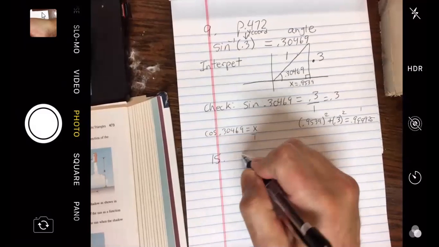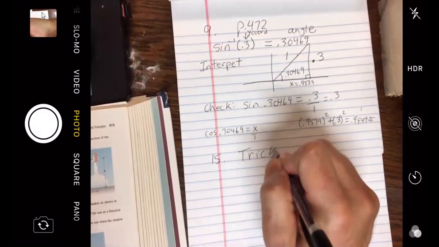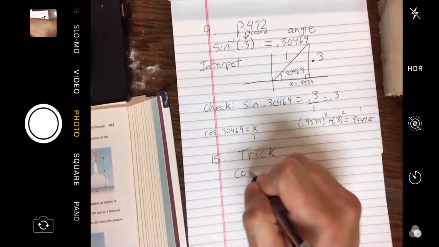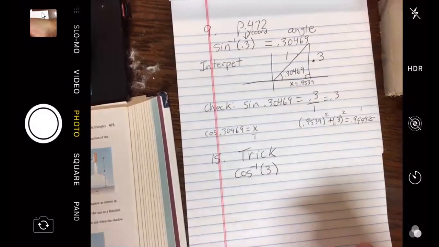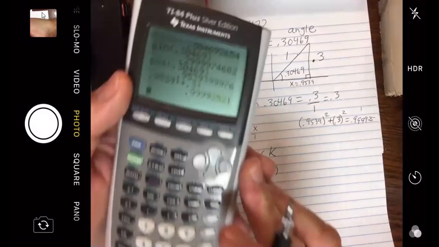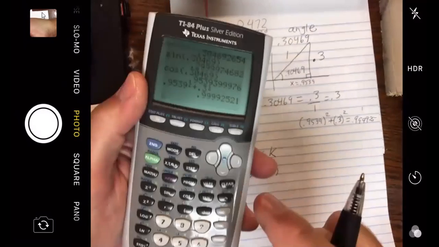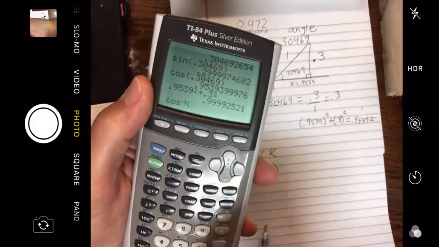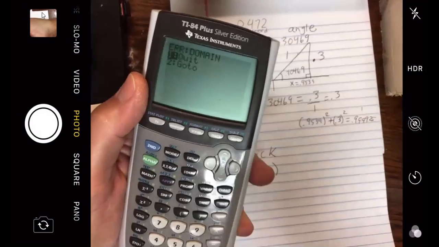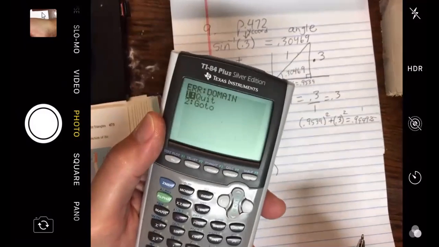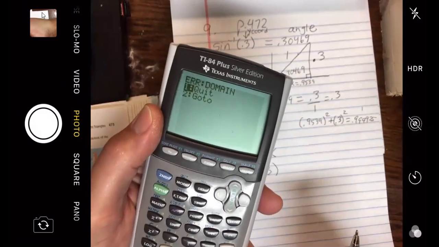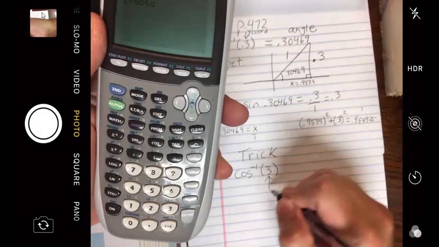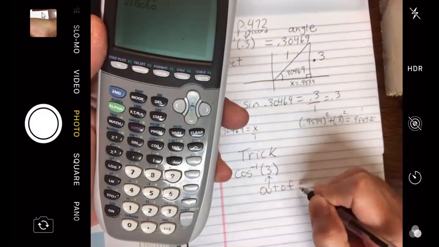15, trick. An arc cosine of 3. Wow, big deal if it's a rank amateur. So just try to punch it. Arc cosine of 3. Oh my goodness. Domain error, doesn't matter. Out of domain.